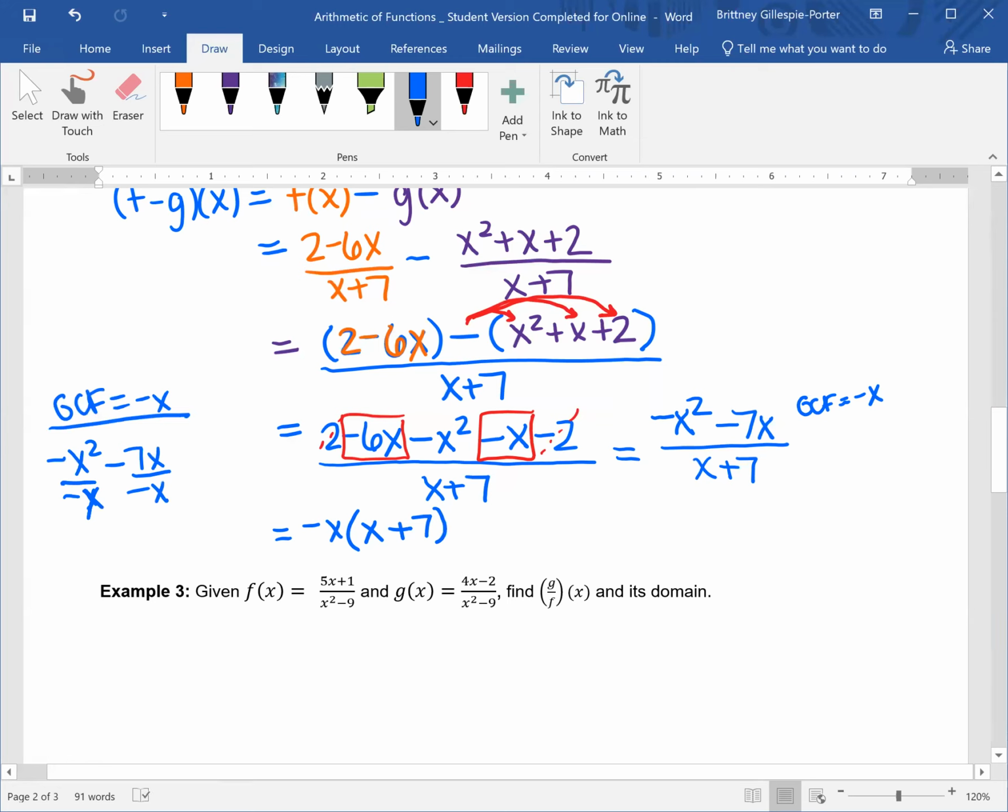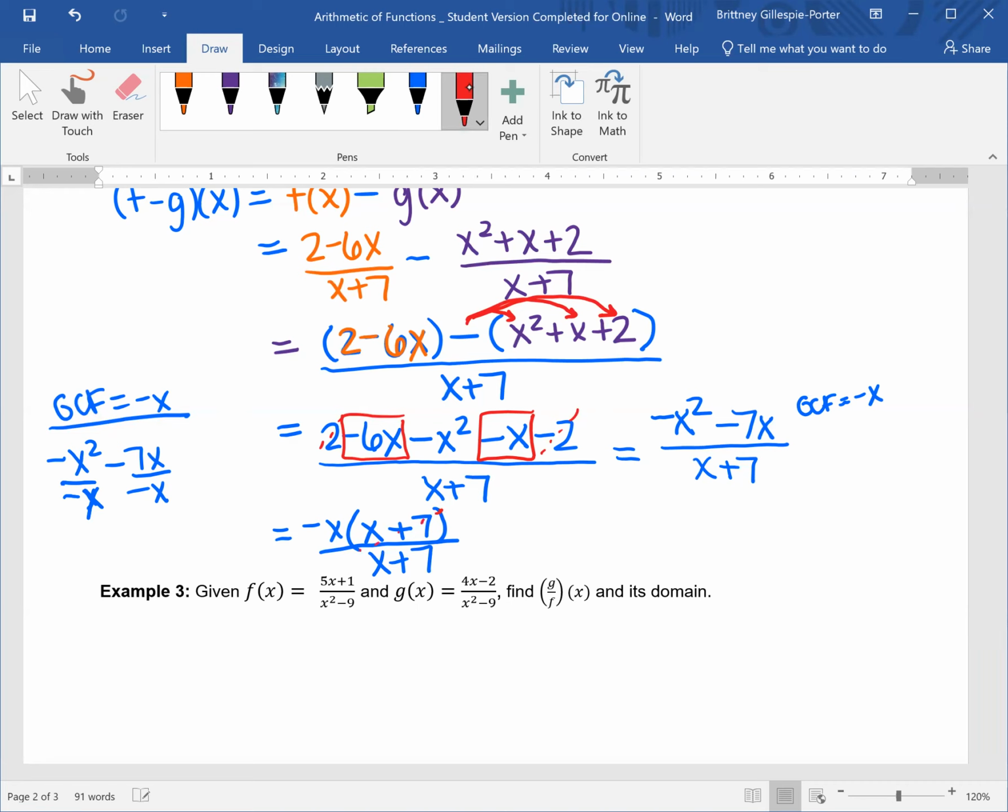And that's how I'm getting to the negative x times x plus 7 all over my denominator of x plus 7. And notice both the top and bottom, I can get rid of the x plus 7, which gets us to negative x. We just found that f minus g of x is equal to negative x.